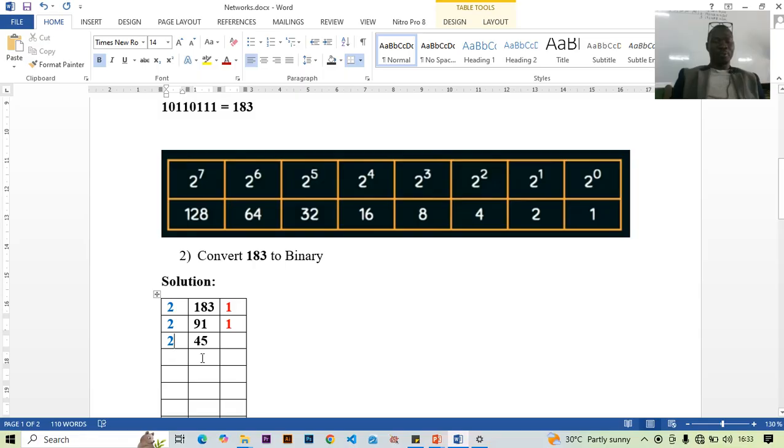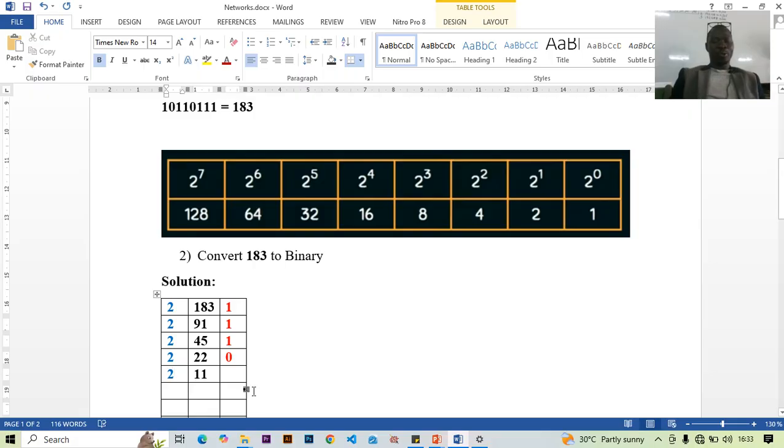45 divided by 2, we have 22, remainder 1. Then 22 divided by 2, we have 11, but this time around, we have a remainder of 0.